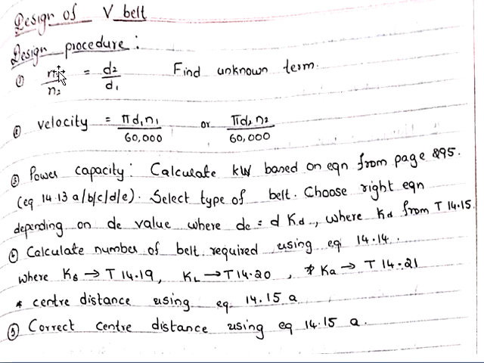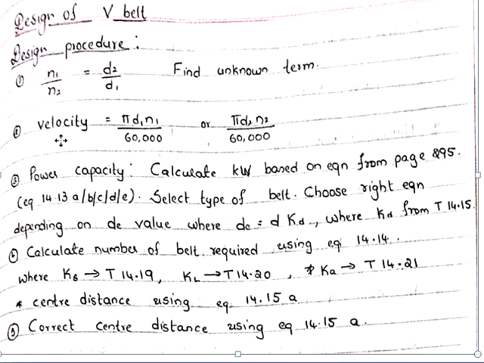Always n1 will be greater than n2. Therefore, d2 will be smaller than d1. And step number 2, find out velocity using the equation either pi d1 n1 by 60,000 or pi d2 n2 by 60,000. You can use any equation to find out velocity.